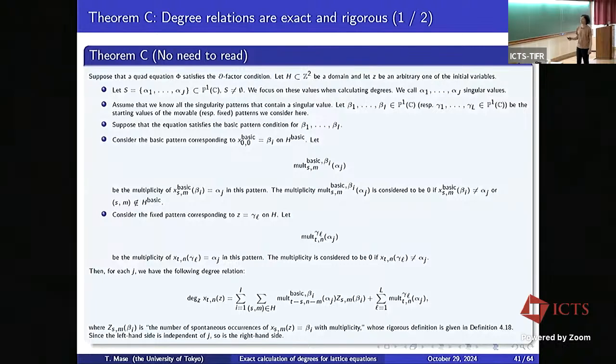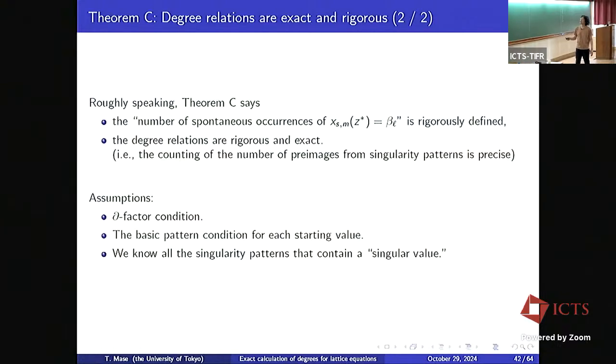Okay, and this is the next theorem. Don't try to read this, okay? But this is the degree relation. So the meaning of this theorem is that the number of spontaneous occurrences of X is rigorously defined, mathematically defined. I don't explain the definition, but it's defined. And the degree relations are rigorous and exact. So the counting of the number of images is precise. That's the meaning of this theorem.